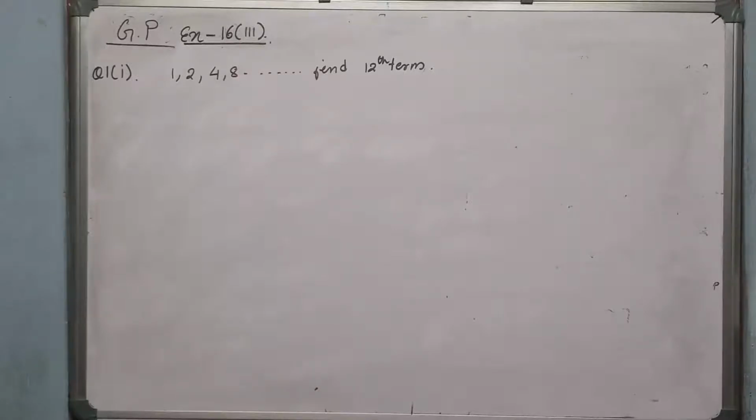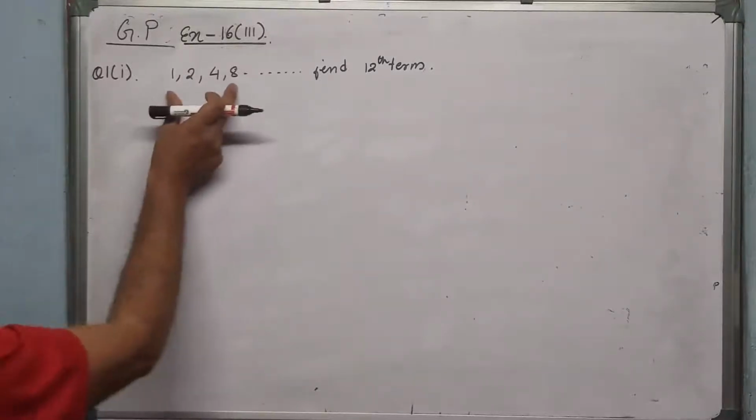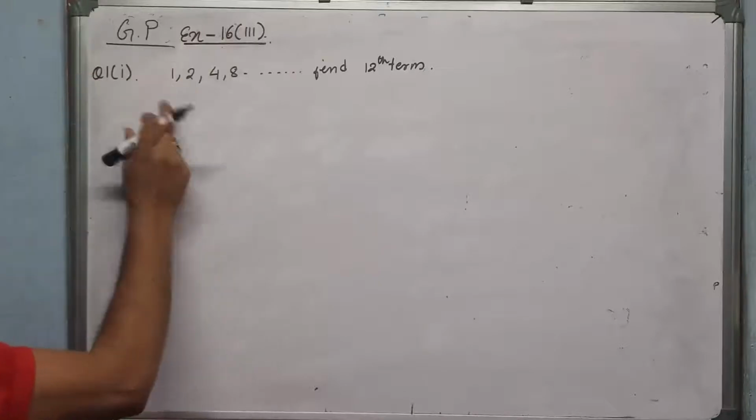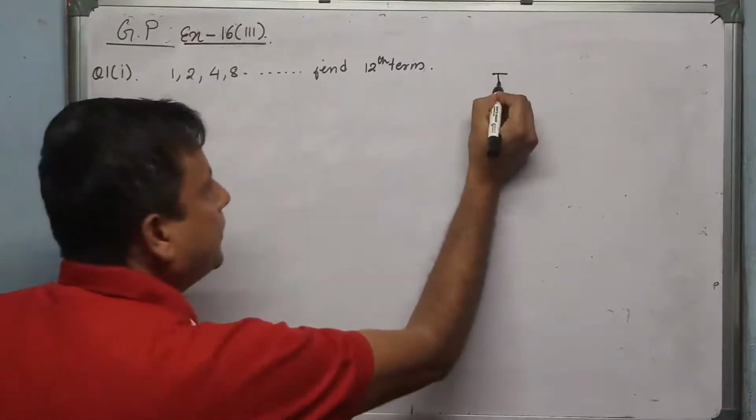Now, dear student of class 11, I'll start exercise 16.3, question number 1. In this question, the series is given: 1, 2, 4, 8, and so on, up to the nth term. Find the 12th term. This one is a GP series. What you have to calculate is the 12th term. To calculate it, I'll use this formula.